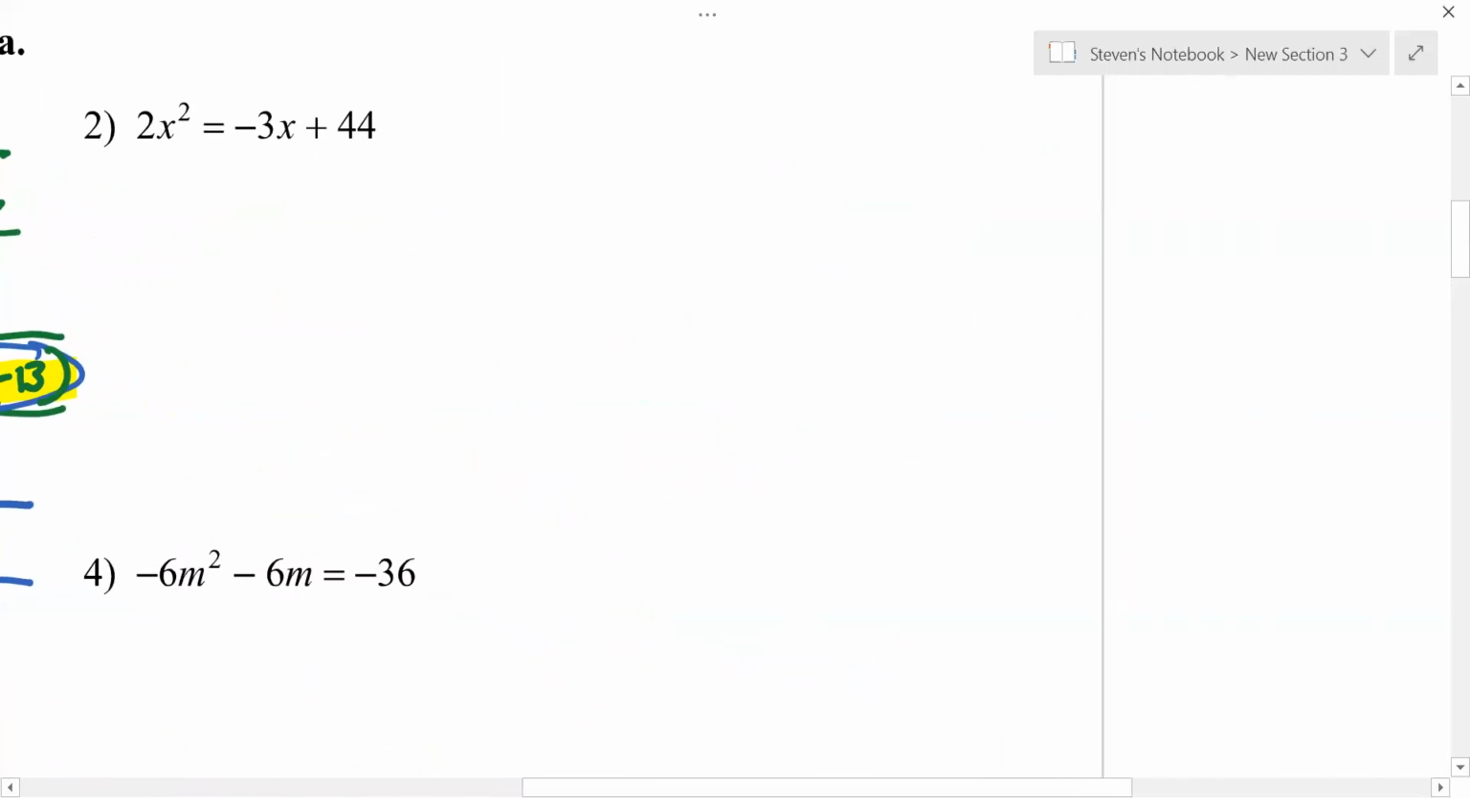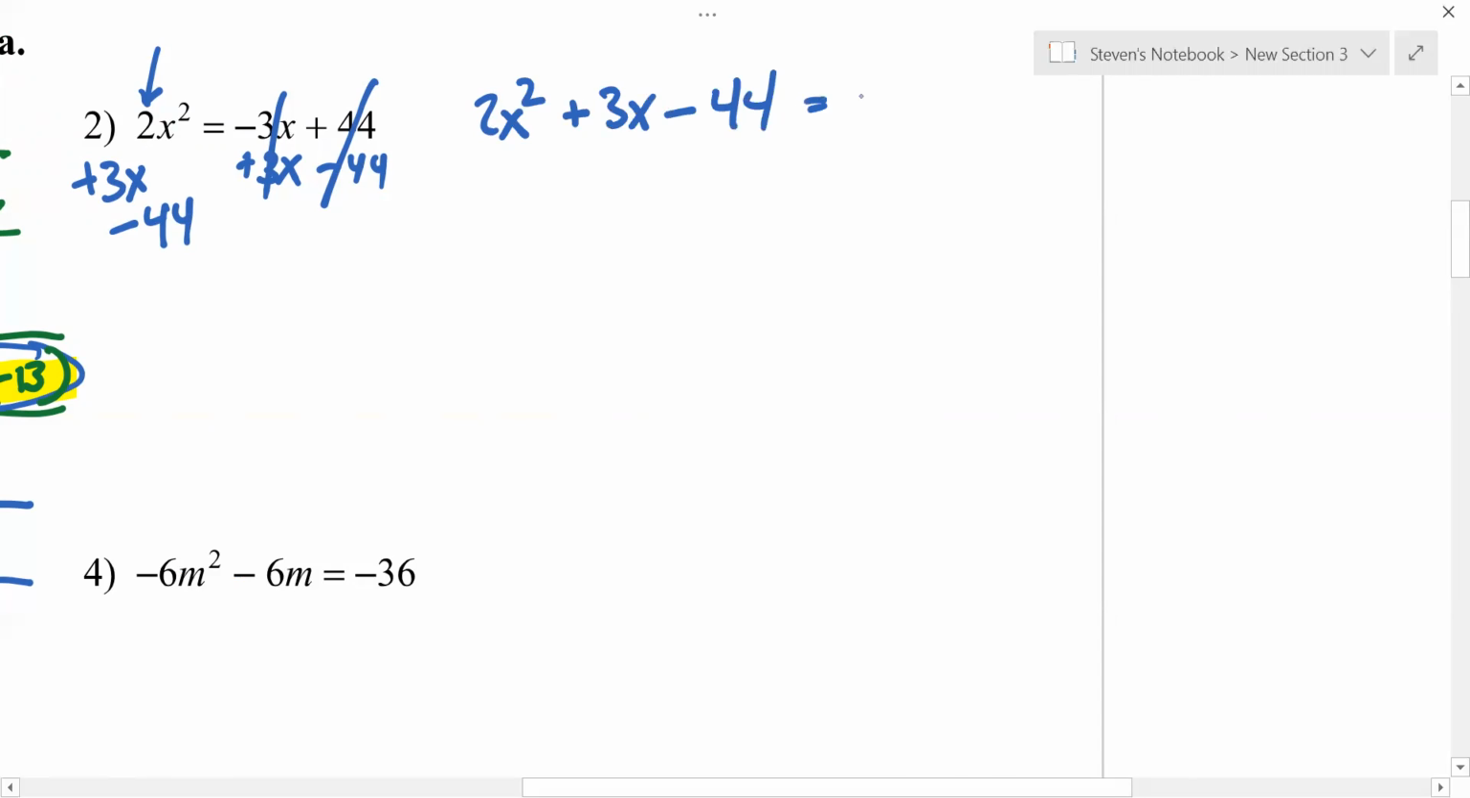Let's go to number 2 here, same exact thing. Let's get everything on the same side. So you can either subtract 2x squared from both sides, or you can move the other stuff to the other side. I like my a term to always be positive, so in this case, it's +2. So I'm going to move the other stuff. I'm going to add 3x to both sides and add 44 to both sides. So now I have 2x squared plus 3x minus 44 equals 0.